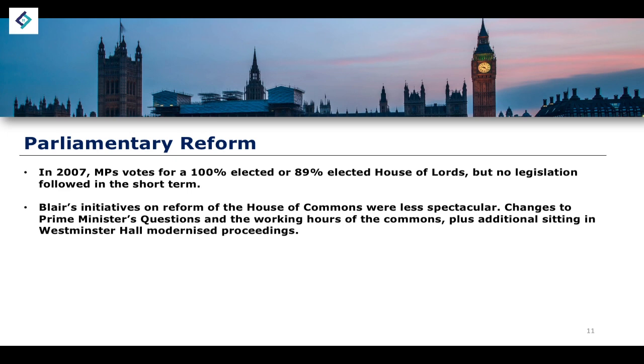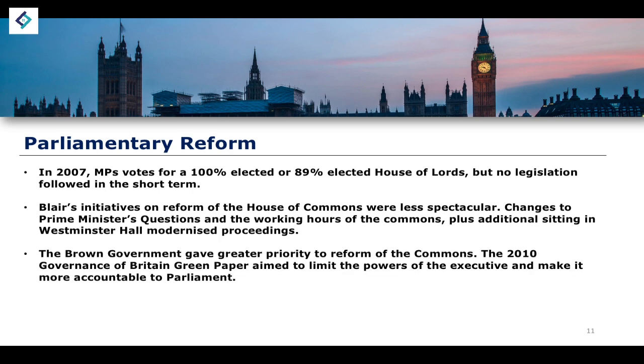Blair's initiatives on reform of the House of Commons were less spectacular, even less spectacular than the relatively lacklustre House of Lords reforms. Changes to Prime Minister's Questions and the working hours of the House of Commons, plus additional sittings in Westminster Hall, modernised proceedings. We also had, of course, the introduction of televised proceedings, in terms of you being able to sit and watch online the House of Commons and House of Lords debating particular bills. An interesting way of introducing democracy, but the extent to which this is considered to be a constitutional reform is obviously something that is to be debated.